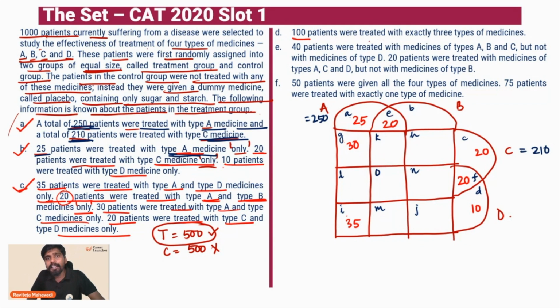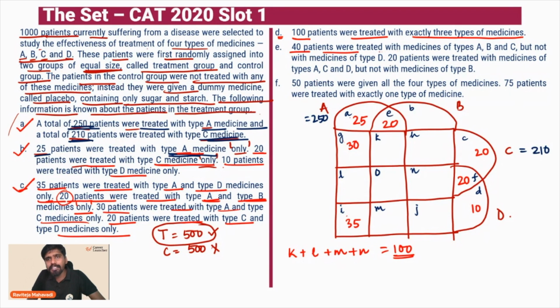Point D: 100 patients were treated with exactly 3 types of medicines. Exactly 3 is what areas? K plus L plus M plus N is equal to 100. Let's keep it aside. I've used this, but I haven't been able to deduce anything about K, L, M, N. Let us see where it comes into the picture.